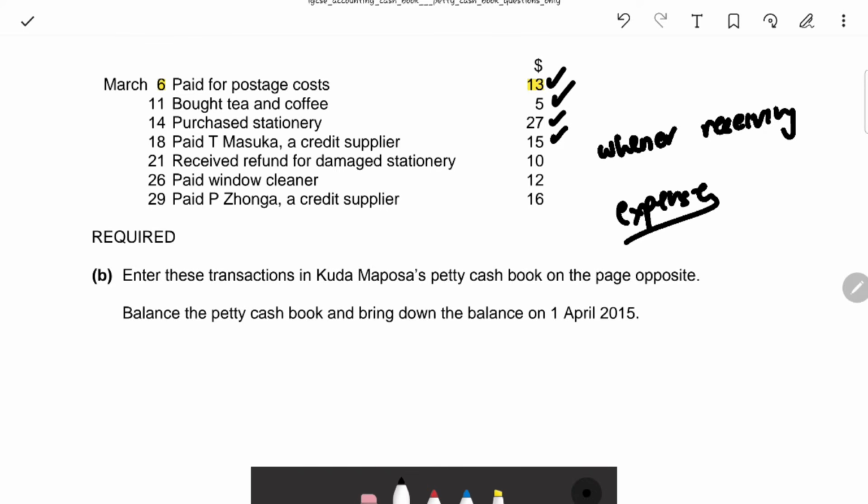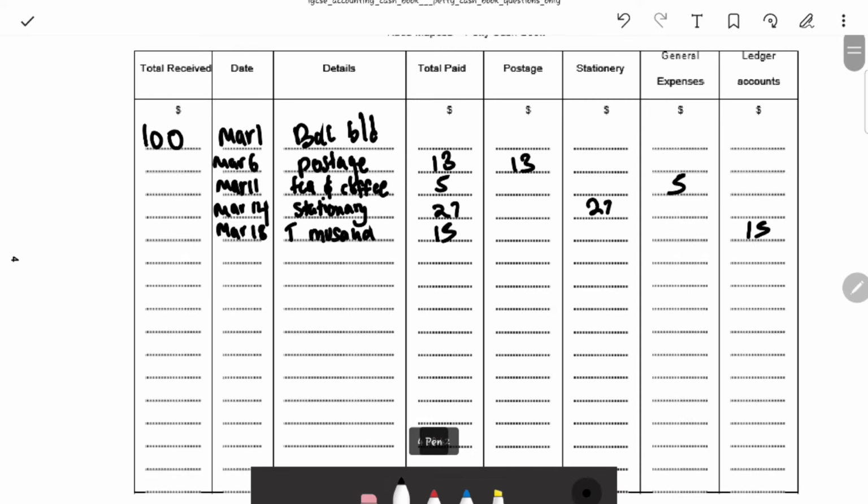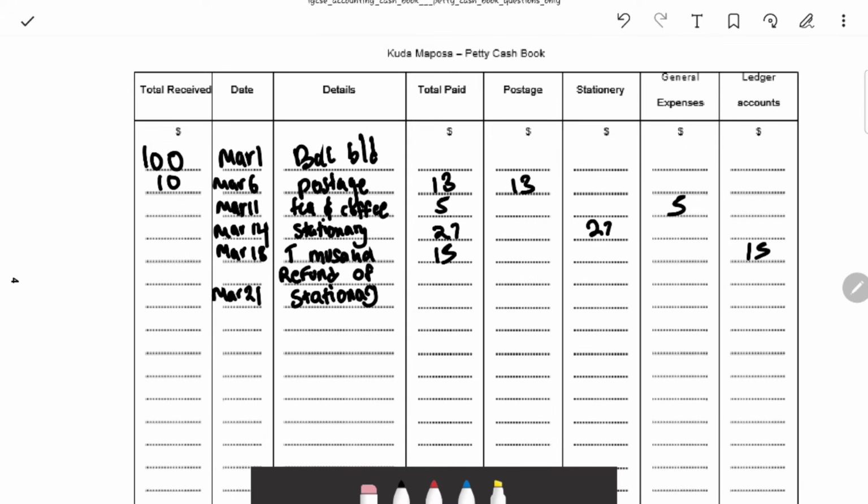So basically what you do for this type of transaction, you just have to write here, for example, refund of stationery. I'm just going to use 2 spaces. This was on, I believe, March 21st. So where you record this is right here on the total received column, $10, because I'm gaining that money, I'm getting the money, I'm not using it. So you do nothing else to the total paid, or to the expenses. You have to remove it from your daily expenses. It's just like where you put your imprest system, you also put this.